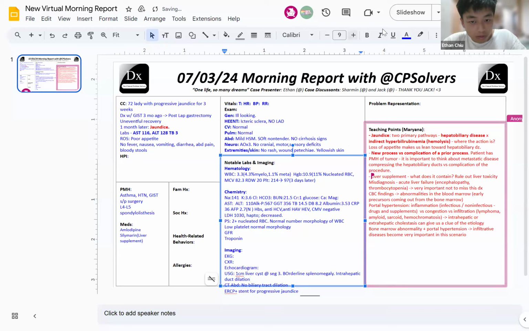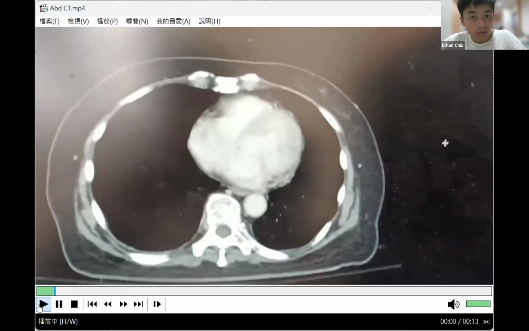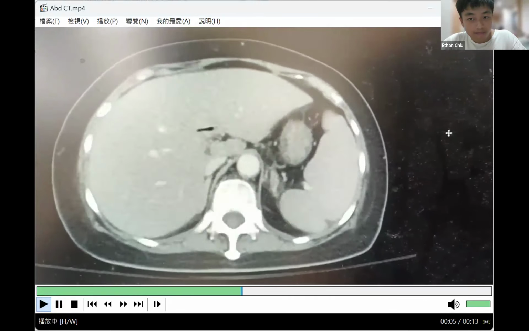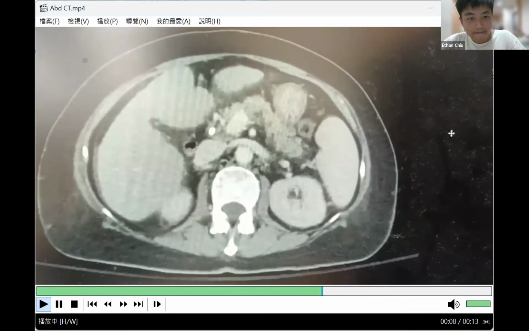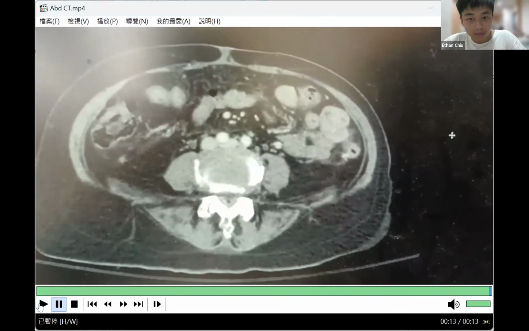Okay, so I share my screen. So maybe you guys want to interpret that first, and I'll give you the interpretation from the radiology department.